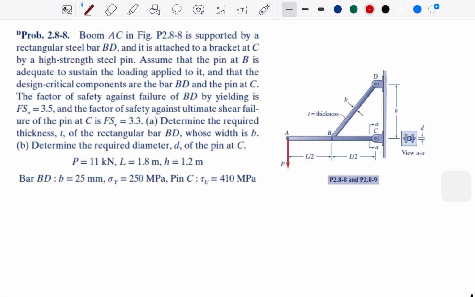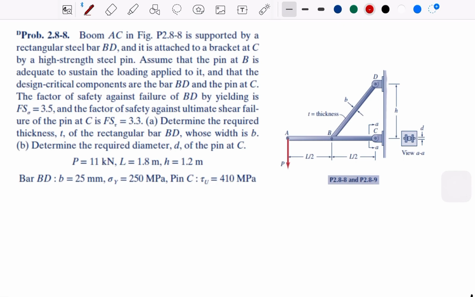Okay, critical means that if we change the design on BD or the pin C, then it will significantly affect the whole system, which also means we are going to see some safety factor issue. It's mentioned here: the safety factor against failure of BD by yielding is 3.5, and the safety factor on the shear is 3.3.